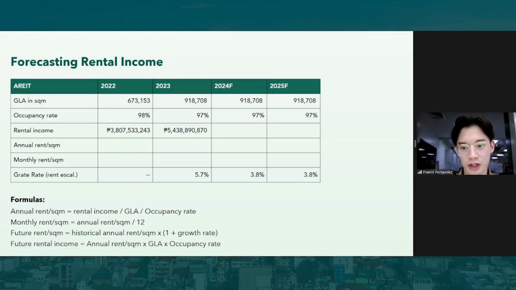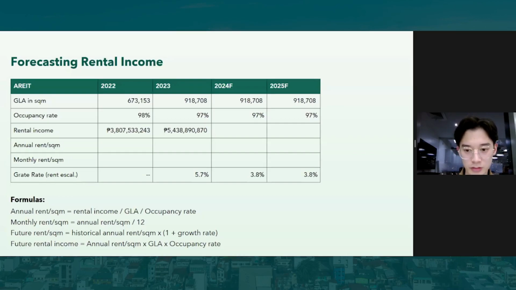So yeah, we have to fill in those blanks. Using the formulas below, for the first formula, annual rent per square meter is rental income over GLA over occupancy rate, used to calculate the annual rent per square meter for 2022 and 2023. And then for monthly rent, it's simple. We just get the annual rent per square meter and divide that by 12.